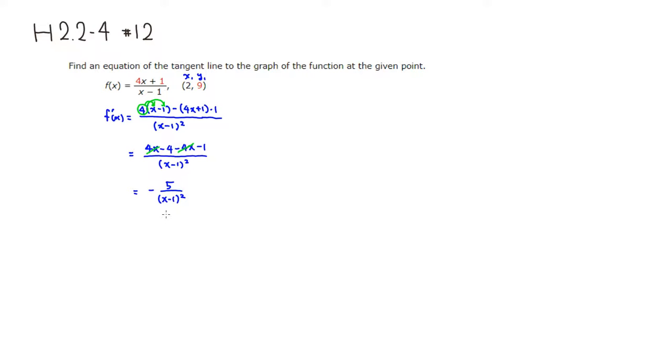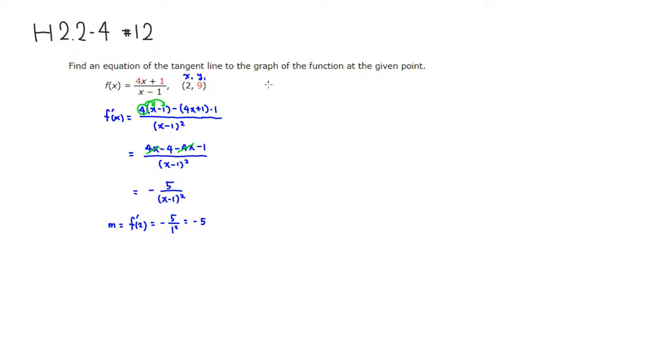We can find the slope m by simply plugging in x equals 2. So f prime of 2 is equal to negative 5 over 2 minus 1, which is 1, squared. So it's going to be 1 squared, which is just negative 5.